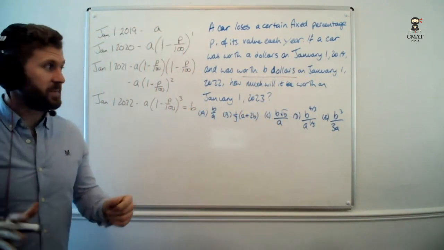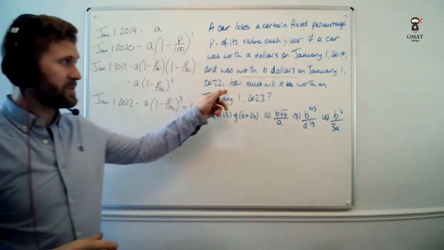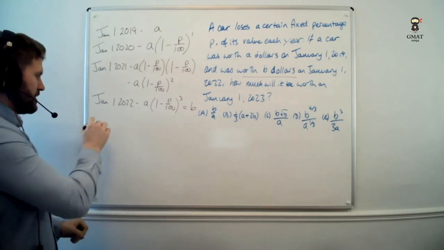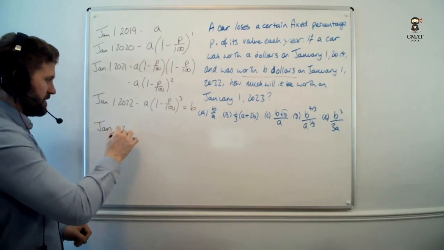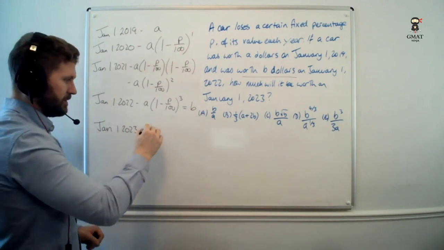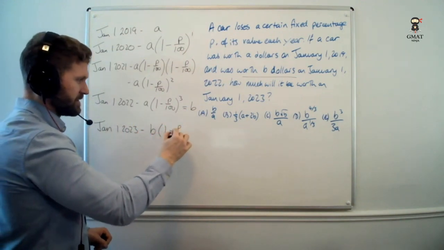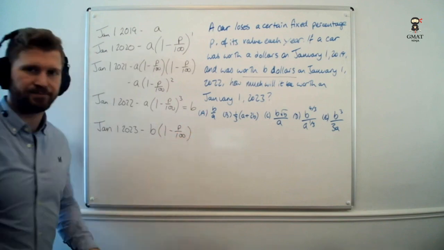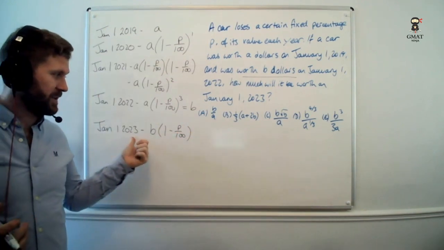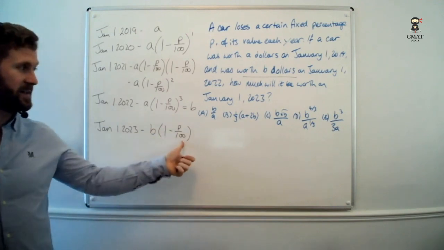Now, up until now, I've just been building up this pattern. And the question is, how much will this car be worth on January the 1st, 2023? So I'm actually going to change what I do here, and say, well, I'm going to take that B value and multiply that by 1 minus P over 100. Now that gives me an expression to start with. January the 1st, 2023, the value of the car is B times 1 minus P over 100.